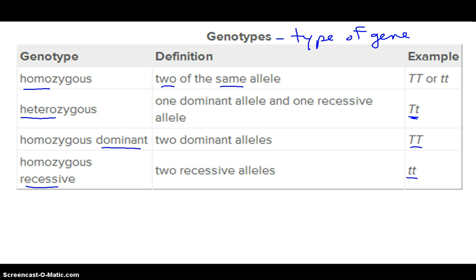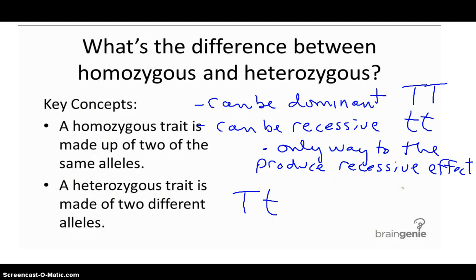So what's the difference between them? Well, the difference is in the type of genes that they have. A homozygous trait is made up of two of the same alleles. So it can be dominant, big T. It can be recessive, little t. And in this case, little t, that's the only way that we're going to produce the recessive effect.